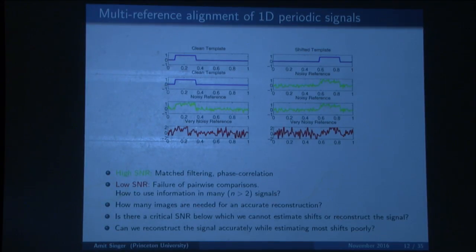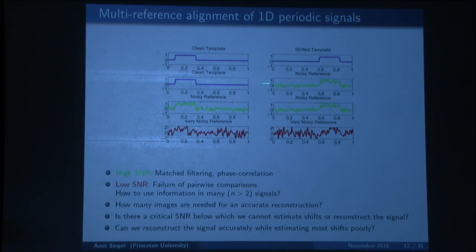The cryo-EM problem is more complicated because we see a projection after rotation, but first of all, we need to understand this very simple problem if we want to make any progress with the cryo-EM problem. So obviously, if you do have the clean template at your disposal, you can do anything you like. If you see some shifted template, even with your eye, you can align them.